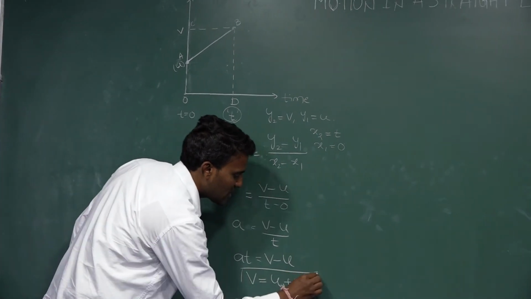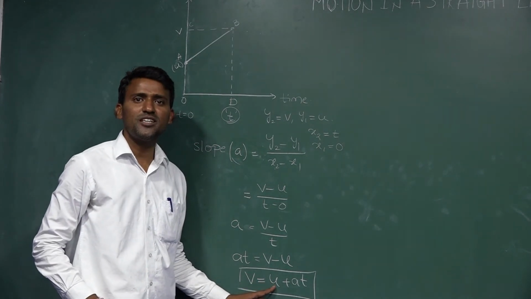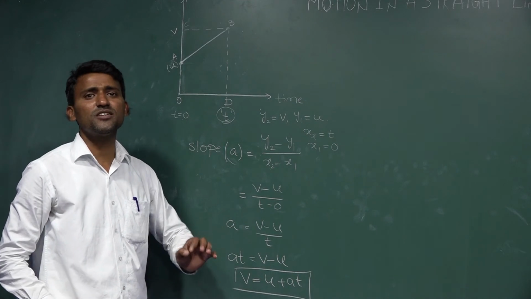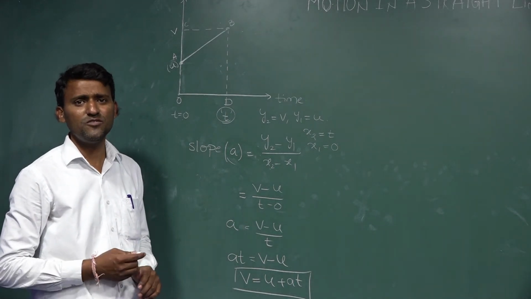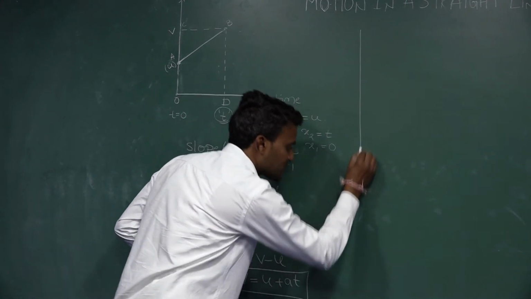Here v is the final velocity, u is the initial velocity, a is the acceleration, and t is the time. This is the first equation of motion, isn't it? And how can we write the second equation of motion?